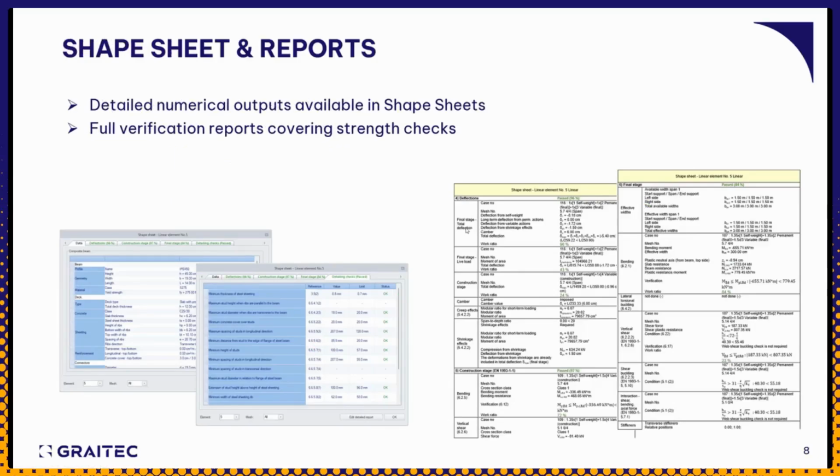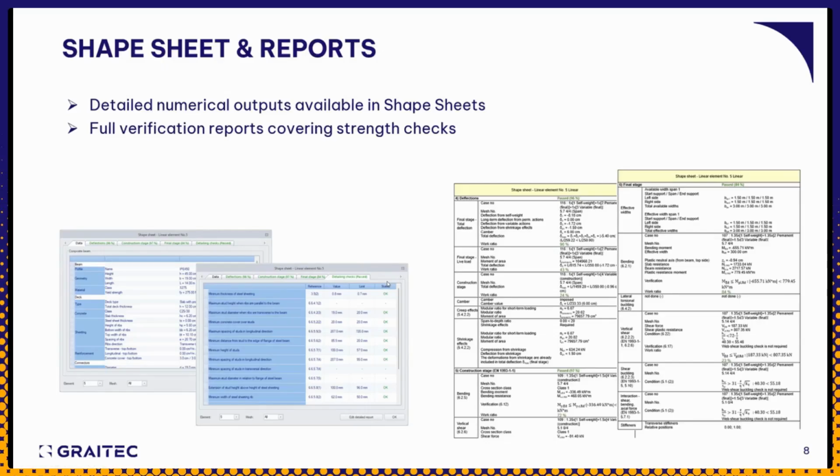And on top of the graphical results, we have also shapesheet reports, shapesheet results, and a report calculation. So as you know, in Advanced Design, we have some brief design results in shapesheets. So you see some screenshots there for the shapesheet. It's going to just give you the code check reference and the resistances and just a brief format of the design.